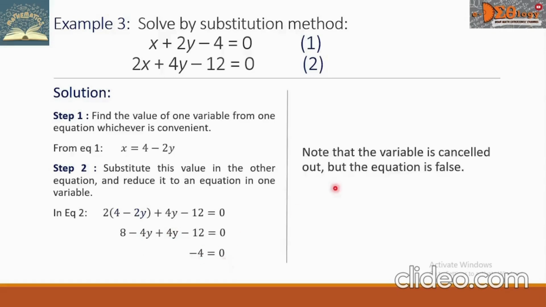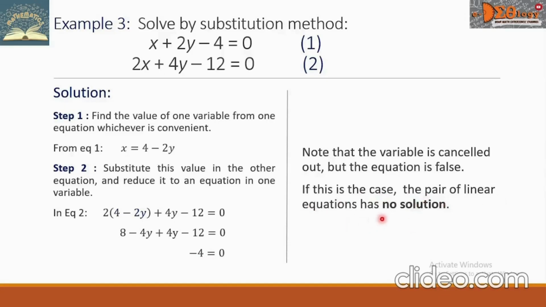Note that the variable y is cancelled out, but the equation is false. We see here negative 4 equals 0 is false. If this is the case, the pair of linear equations has no solution.